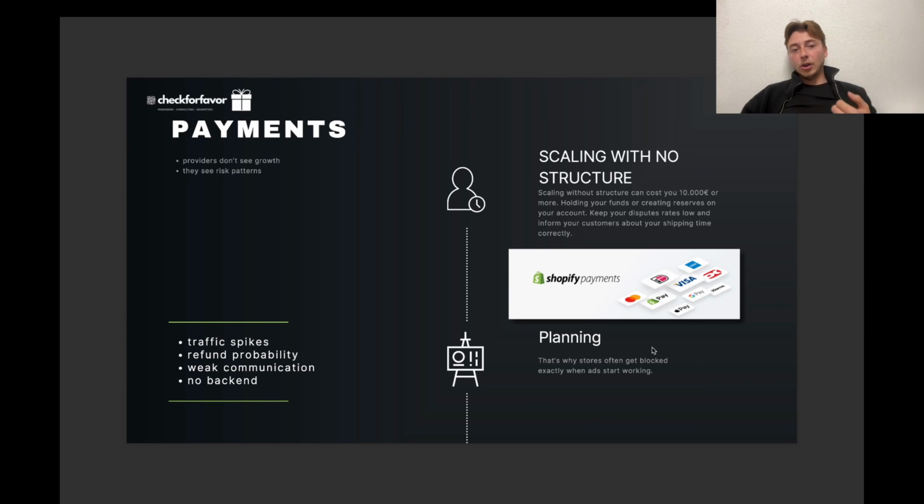All right. So payments, they don't see growth, they see risk patterns. So if the traffic spikes, the refund probability is there, you have weak communication and no backend, this is where your backbone can be broken. If you're scaling and just shipping your product and then people are opening cases, disputes, this is where it can kill your business, guys. And you should be sure that everything just looks perfect.